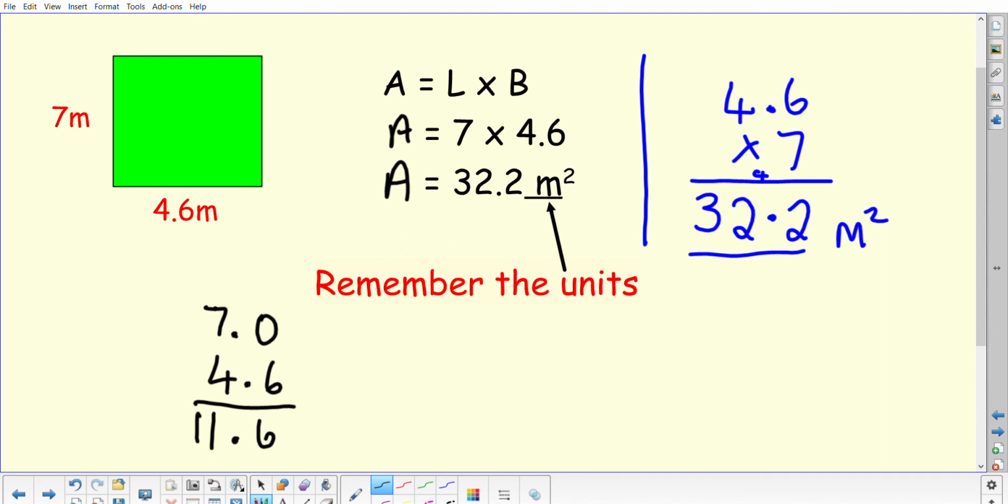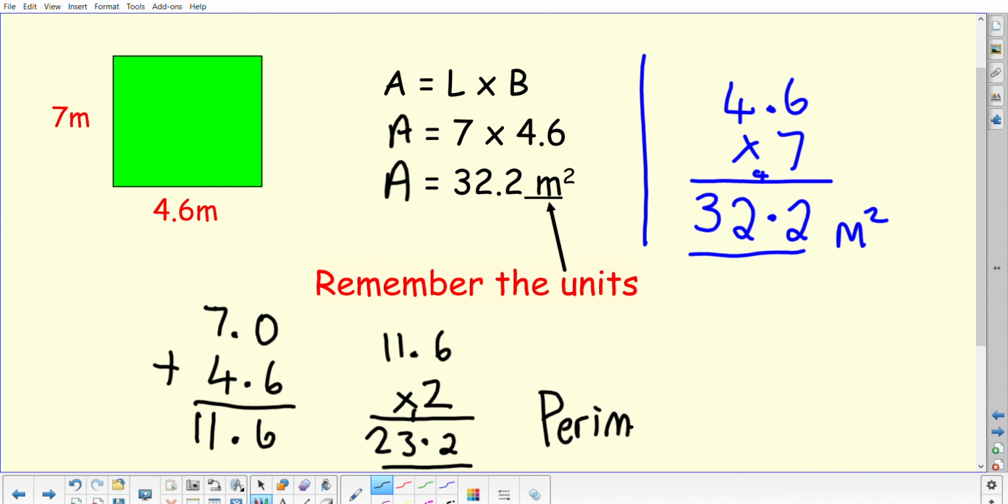I would then be looking for you to know that you need to double that, because you've got 4 sides and we've only added 2. So times them by 2 would get us to 23.2, and then you would write down perimeter equals 23.2. Now do not use square metres with a perimeter, it's just metres.